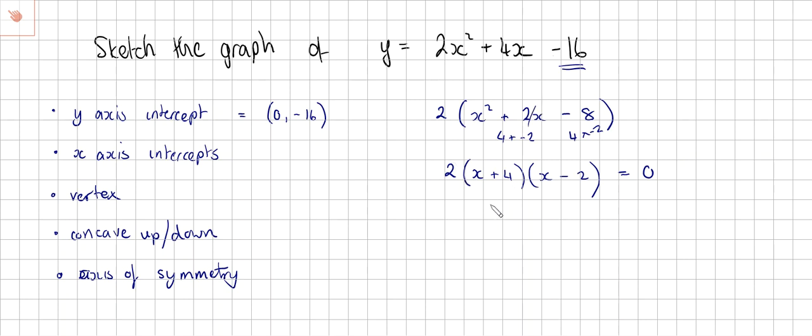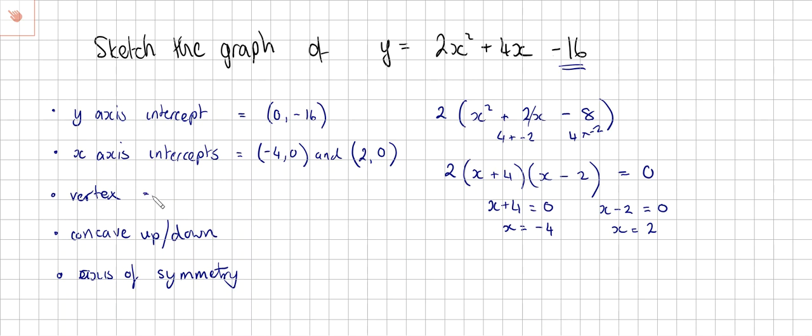So my solutions are when x plus 4 equals 0, which means x equals -4, and when x minus 2 equals 0, which means x equals +2. So my x-axis intercepts are (-4, 0) and (+2, 0). Notice I'm not sketching yet, I'm just finding all these points.